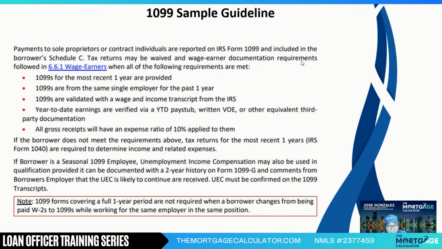Whereas the 1099 loan, again, is very cut and dry. Typically, it's going to be 90% of the gross amount of the 1099 that will be considered as the income for the borrower. So definitely look to the mortgage calculator for all your 1099 loans, as well as all your other alternative income loans.